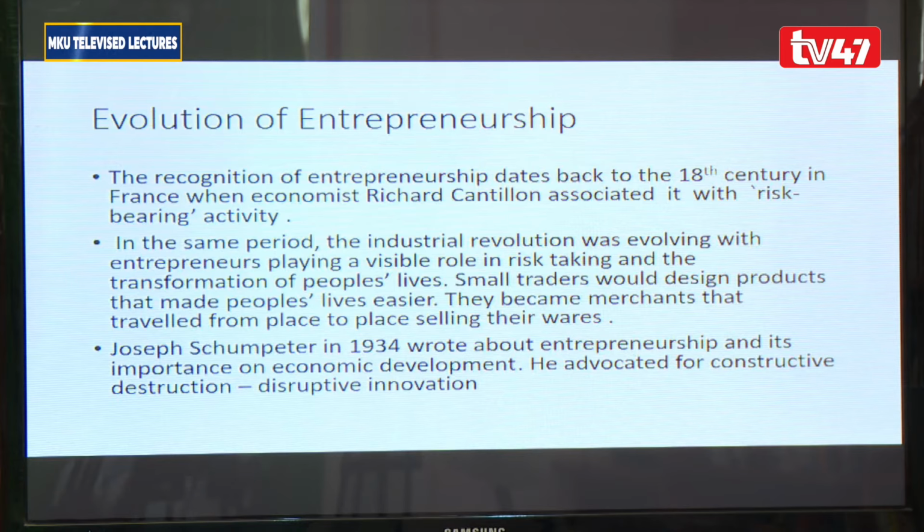In the same period, we have other people who have talked about entrepreneurship. For example, we have Joseph Schumpeter. As early as 1934, he wrote about entrepreneurship. And he said that entrepreneurs are creative destroyers. They disrupt the status quo, the market. They bring out other new things through innovation. Schumpeter is one of the gurus of entrepreneurship.